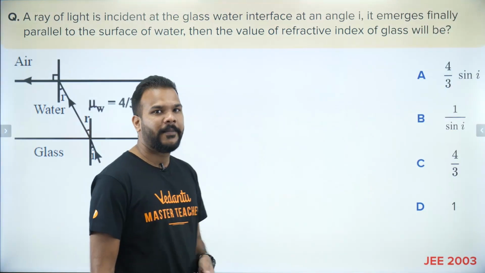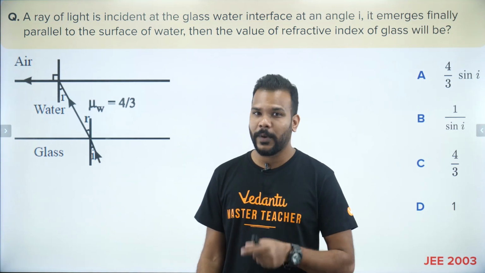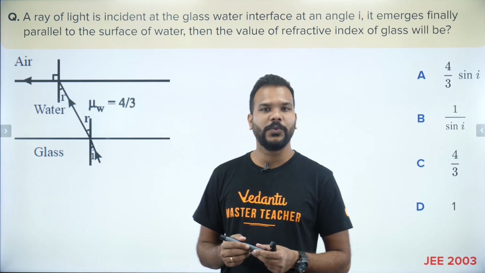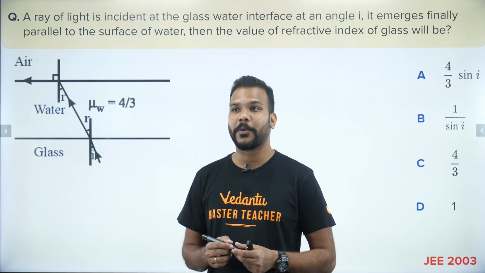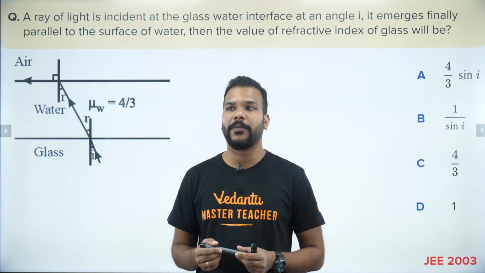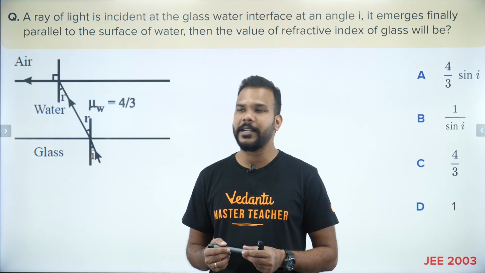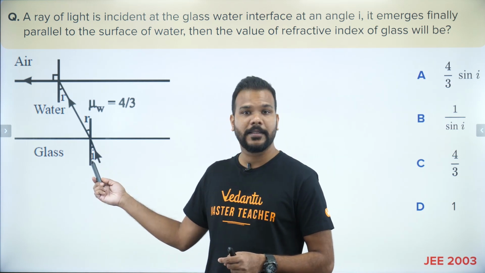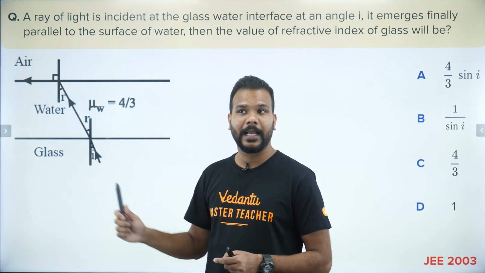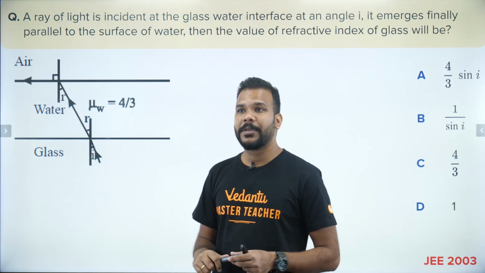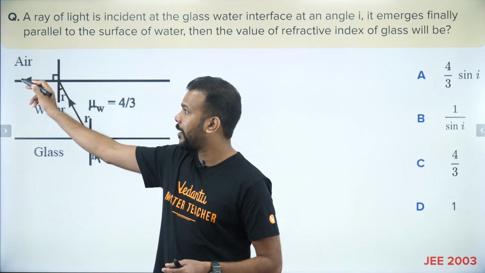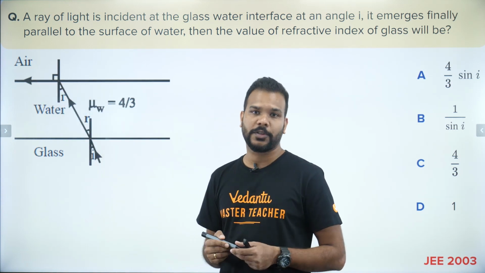So let's go ahead. Let's have a look at the next question. The next question is from ray optics, and the question is there in front of you from 2003. JEE 2003 ka question hai guys. The question says that a ray of light is incident at the glass water interface at an angle I. So what you see here, that a light ray is incident at glass water interface at an angle I, and what happens after that? It emerges finally parallel to the surface of water. So finally when it is emerging parallel to the surface of water.